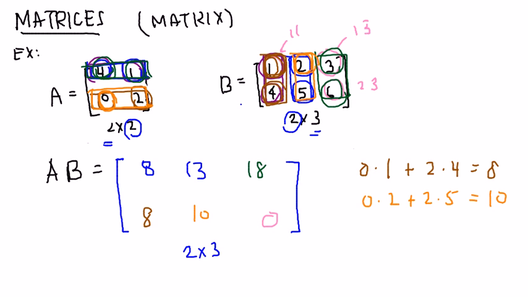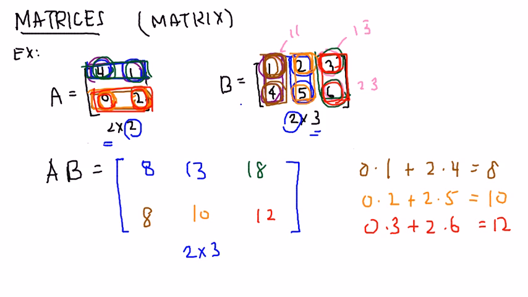And this last element is in row 2, column 3. So I'm going to take the second row, multiply by column 3. So 0 times 3 plus 2 times 6 gives us 12. Once again, 0 times 3 plus 2 times 6. So there we have our solution for A times B.